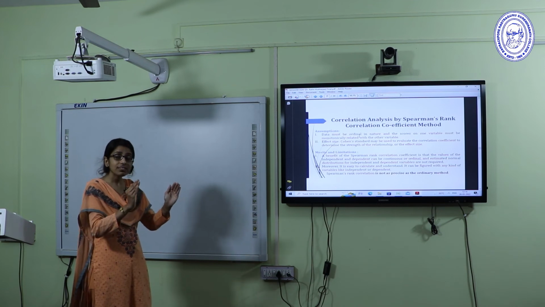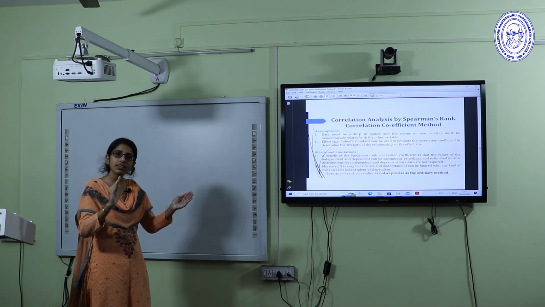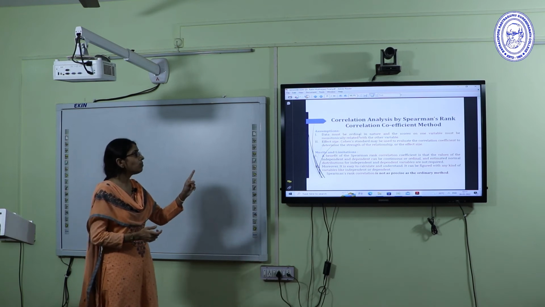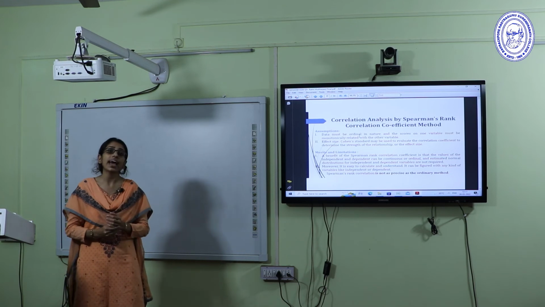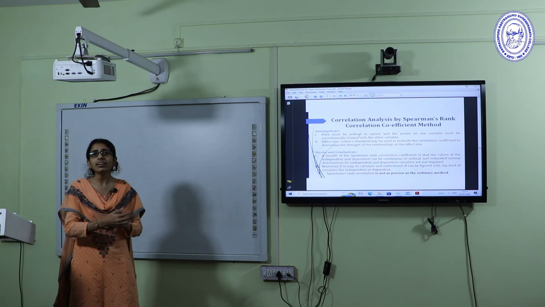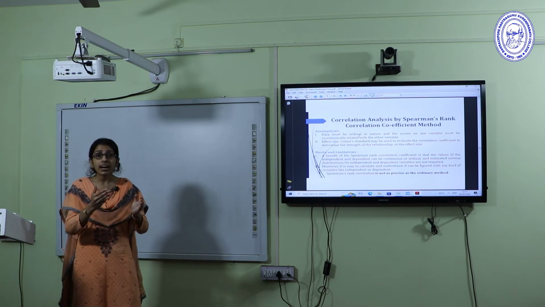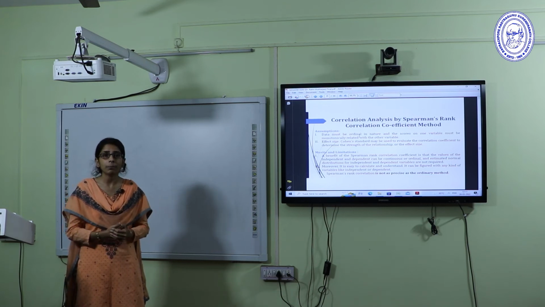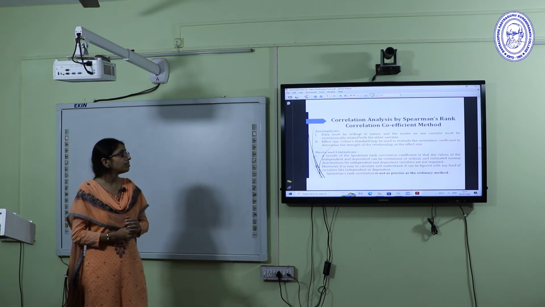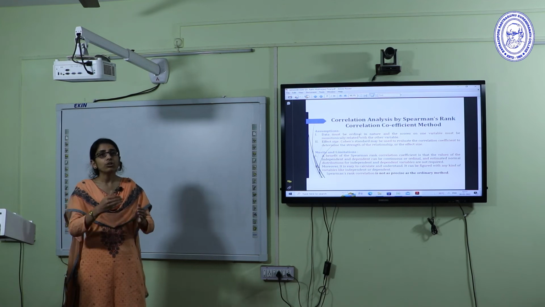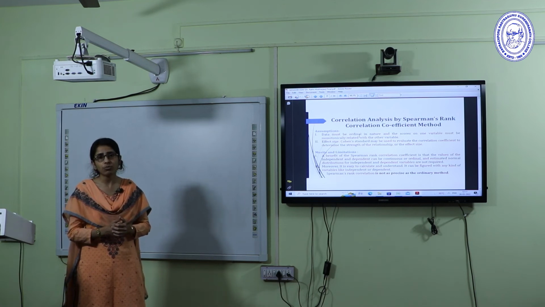That means there is a wide variety within the nature of the data set. An estimated normal distribution for independent and dependent variables is not required. That means in other analyses you must have a kind of data set where the probability distribution is normal. But here, for Spearman's rank correlation coefficient, that normal distribution is not always required.